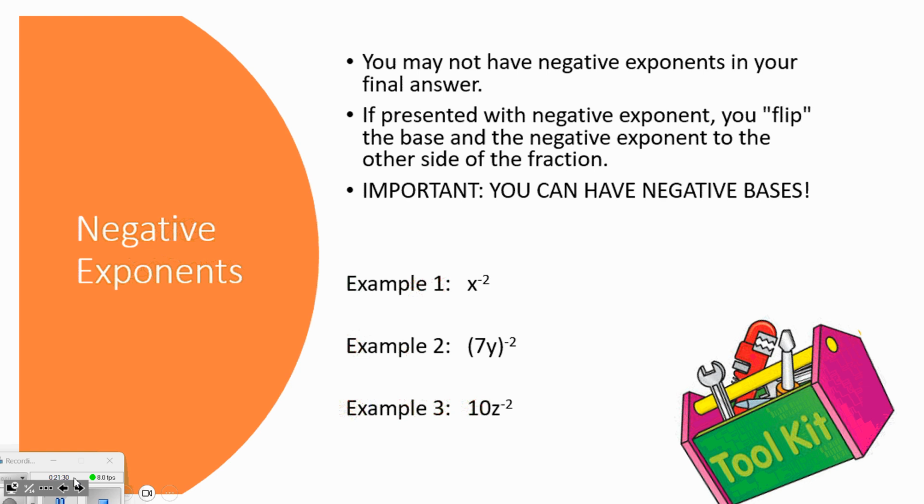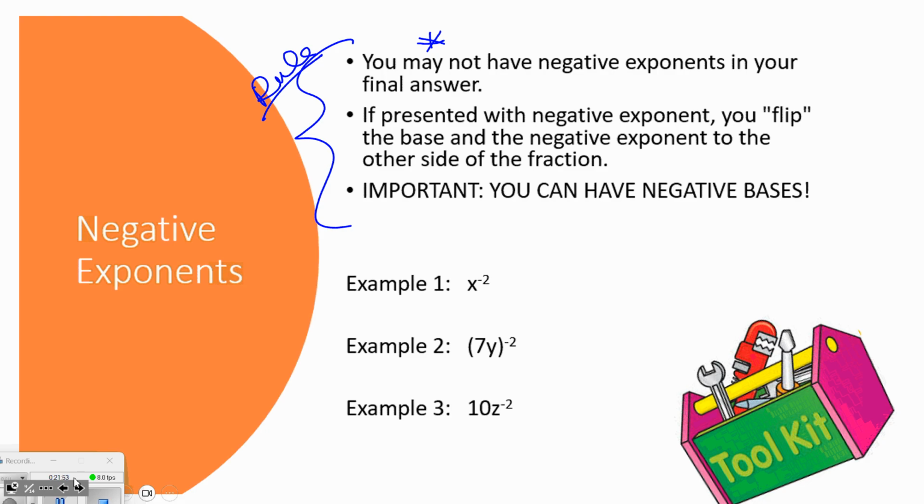So here's going to be my rule. This is going to be your rule that you can copy down in your notes. This is a big one. You are never allowed to have negative exponents in your final answer. They always have to be simplified. So you're never allowed to have negative exponents.